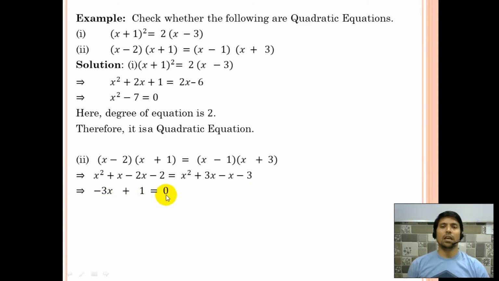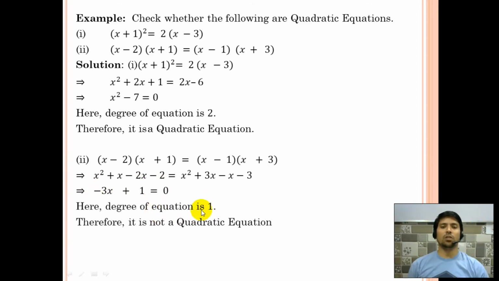Here you can see the square term is not present. It means this is a linear equation, not a quadratic equation, because the degree of the equation is 1 only. So it is not a quadratic equation.